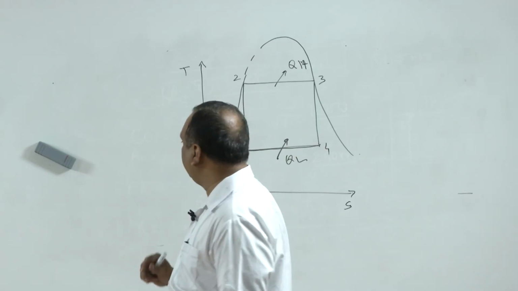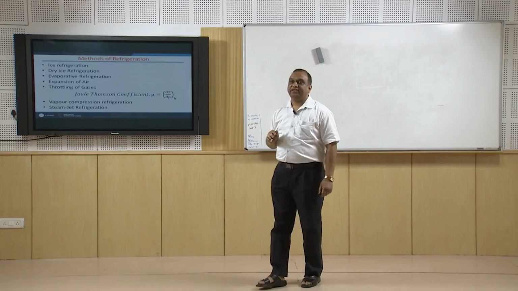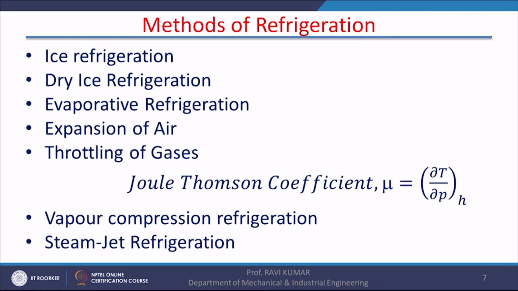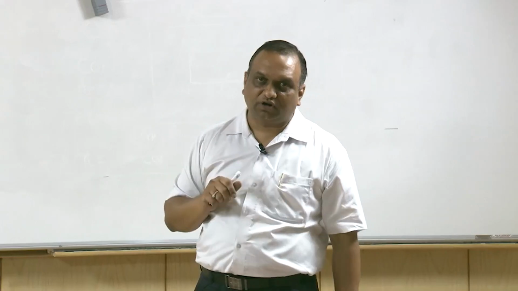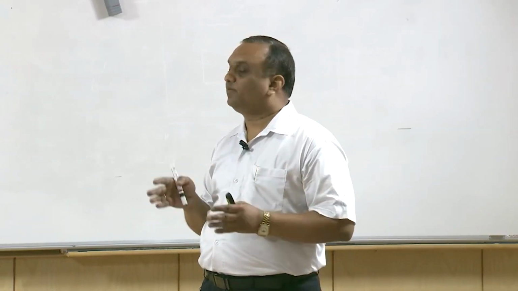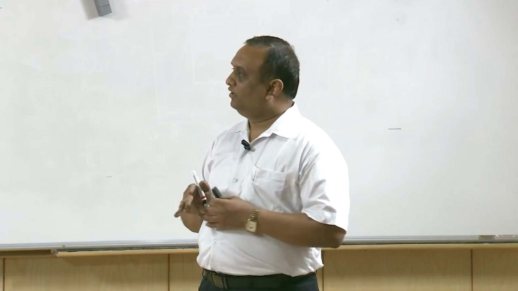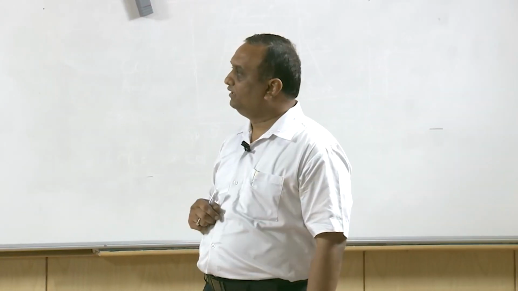Now, methods of refrigeration. There are different methods of refrigeration. First of all, ice refrigeration. In old days there used to be cabinets. In cabinets ice was put and foodstuff was put in other drawers of the cabinet, and by natural circulation of air the temperature was maintained in the cabinet. So this type of refrigeration method is known as the ice refrigeration method.